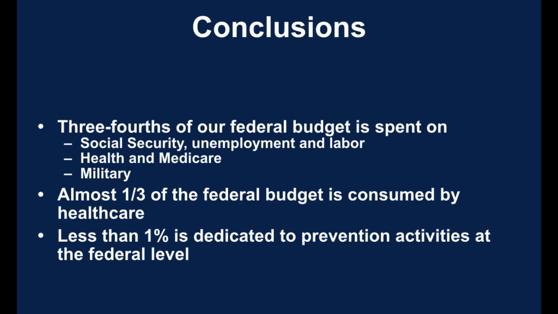To summarize our topic on the federal budget, 3/4 of the dollars is spent on wages for Social Security and unemployment, health care, and the military. Almost 1/3 of our budget is spent on health care. Less than 1% of the federal budget is spent on prevention and public health.